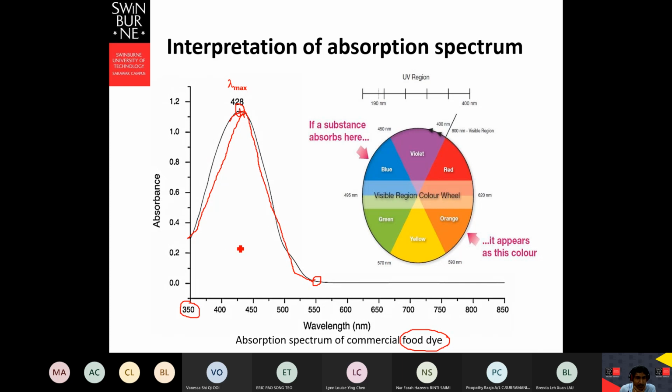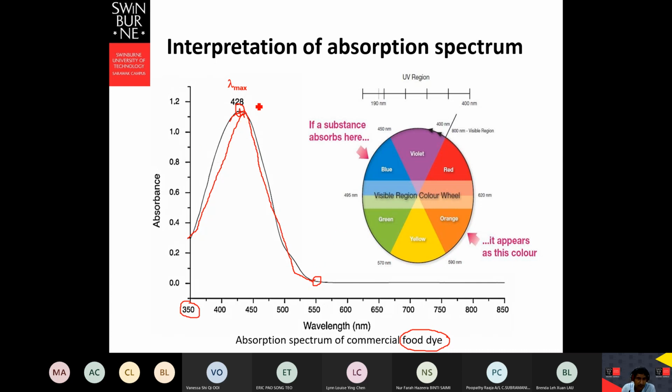So let's come back to this problem, the interpretation of the absorption spectrum: the material, the food dye, is excited only at 428 nanometer. No other wavelength excites it as much as 428, right? Why is it excited? Because of its atomic or molecular structure. So this is the reason.